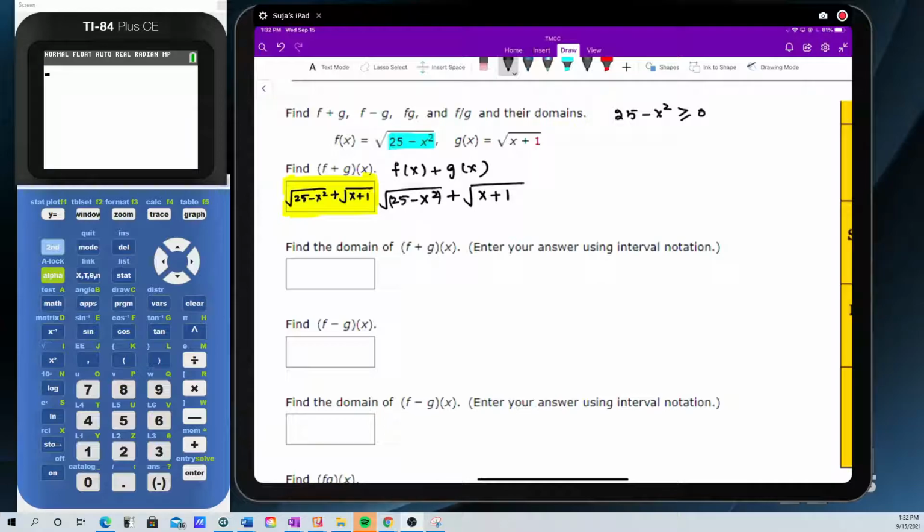So let me simplify this. Negative x squared is greater than or equal to negative 25, which means x squared is less than or equal to 25. The meaning of this is x is less than or equal to 5, right? So the meaning is negative 5 less than or equal to x less than or equal to 5. That's what it means. Again, these are skills.